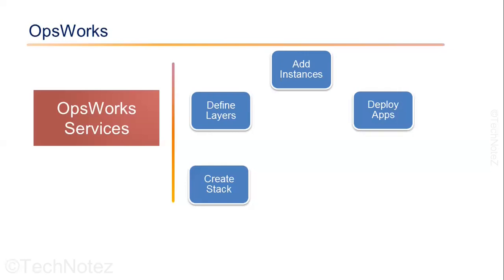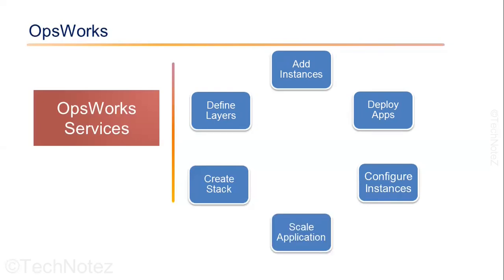Deploy the app. Deploy your application code to your instances. OpsWorks can pull the code from Git or AWS CodeCommit repositories and deploy it to your instances. Configure the instances. Configure your instances using custom recipes and scripts. Recipes are used to automate the installation, configuration, and management of your application. Scale your application. Use OpsWorks to scale your application up or down by adding or removing instances as needed.